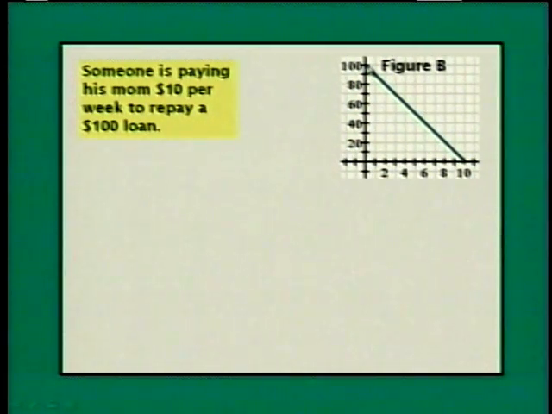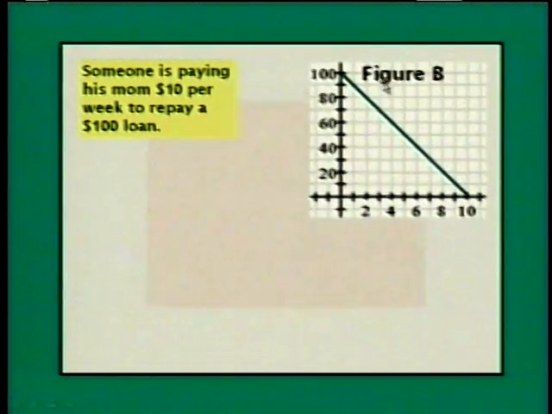The vertical intercept is 0, 100. And this person is paying his mom $10 per week to repay his loan. So after 1 week, the amount left to repay on the loan would be $90. That makes sense on the graph. After 2 weeks, the amount left to pay on the loan would be $80. That makes sense on the graph. So this figure B does seem to fit with our last verbal description.